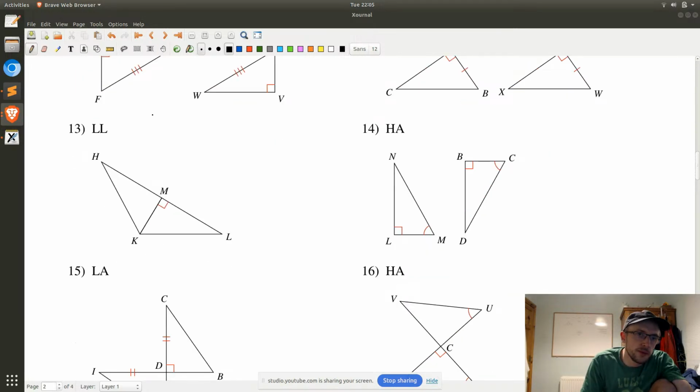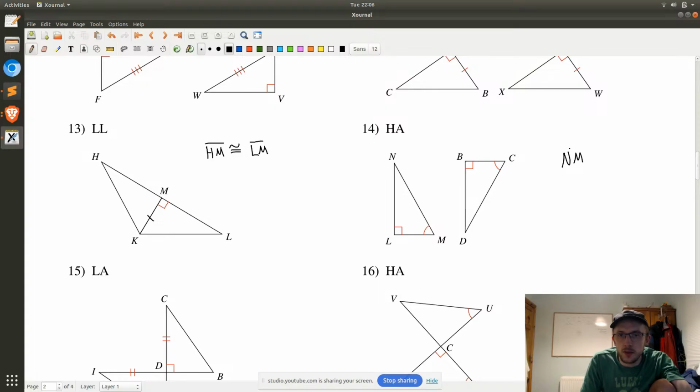Okay, so for the leg theorem to hold, I would have to know that side HM is congruent to side LM. For the hypotenuse angle theorem to hold, I would have to know that the hypotenuse NM is congruent to the hypotenuse DC. And we check. And that's good.